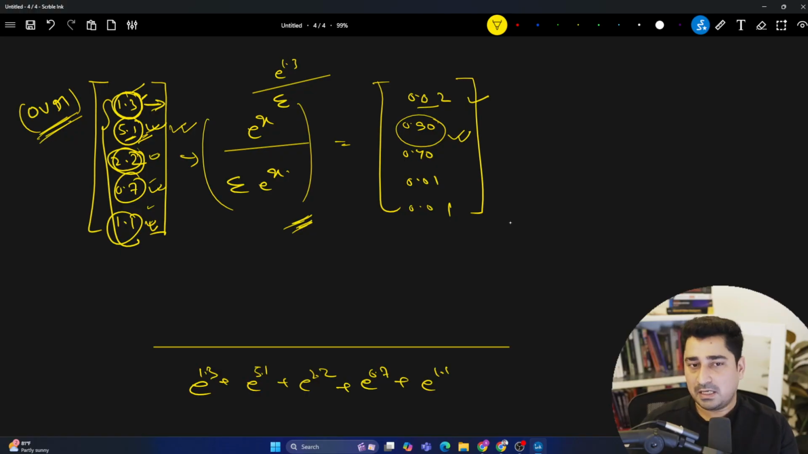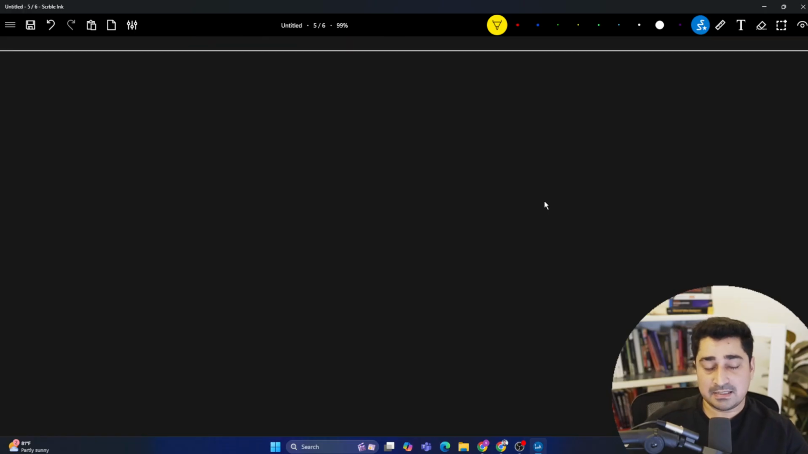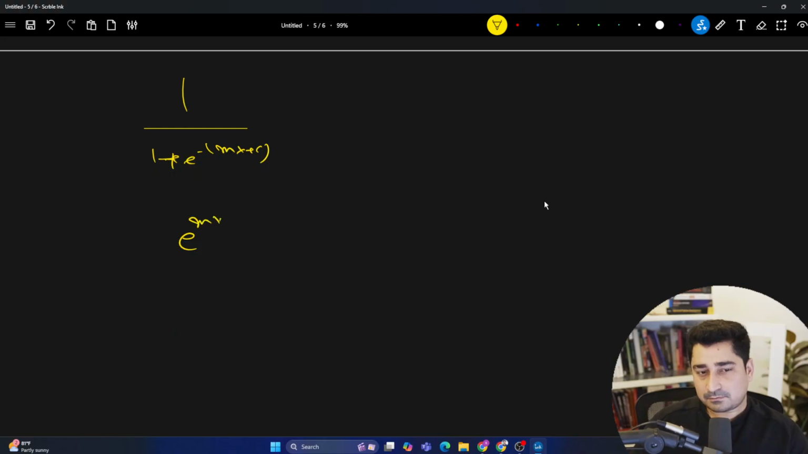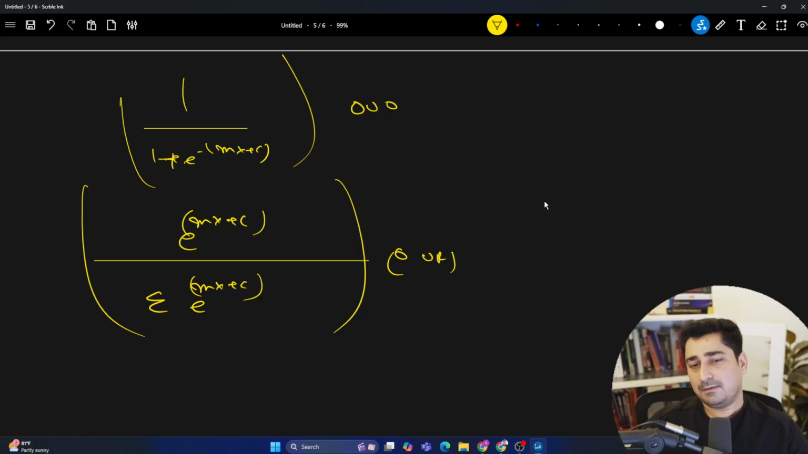Is your equation. So here, in case of binary classification, let's suppose I'm writing 1 plus e to the power minus of mx plus c. Here, in terms of multi-class classification, I will write e to the power mx plus c divided by the summation of e to the power mx plus c. Hope it makes sense, right? So basically this is OVO and this is OVR.